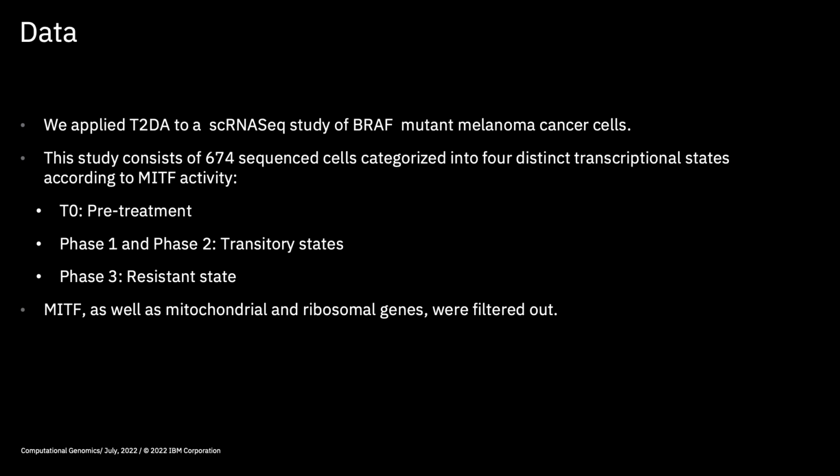We apply T2DA to a single-cell study of BRAF mutant melanoma cancer cells. This study consists of 674 sequenced cells categorized into 4 distinct transcriptional states according to MITF activity. T0 is pretreatment, phases 1 and 2 are transitory states, phase 3 is resistant state. We filtered out mitochondrial and ribosomal genes as well as MITF, which was used for labeling.